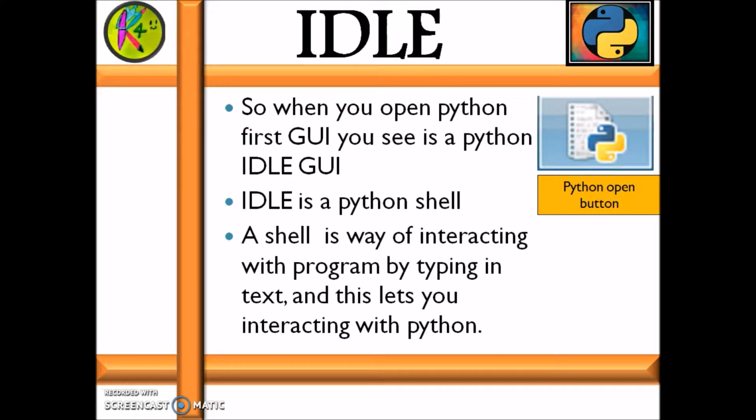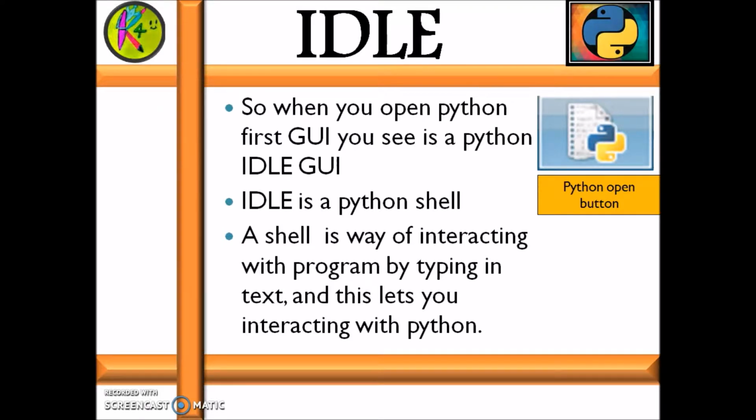When you open Python, the first GUI that appears in front of you is the Python IDLE GUI. You must know this is Python's open icon, on which when you click, the Python script appears. So now the question which stands is, what is IDLE? IDLE is a Python shell. Now what is a shell? A shell is a way of interacting with the program by typing in text. This lets you interact with Python in this case.